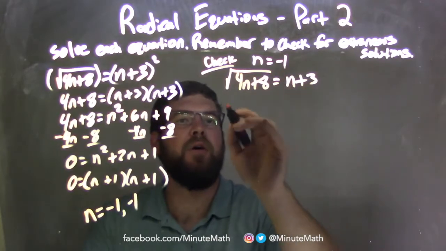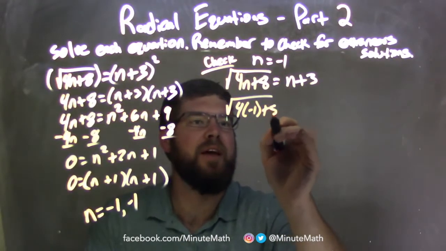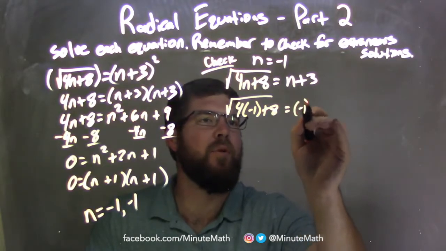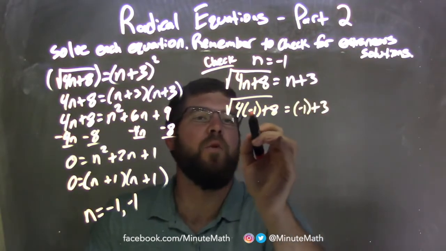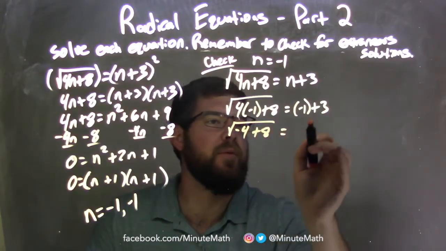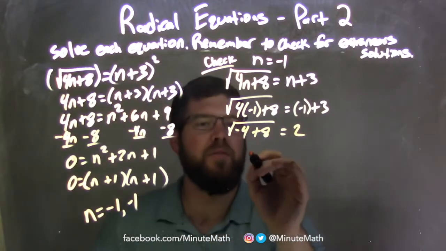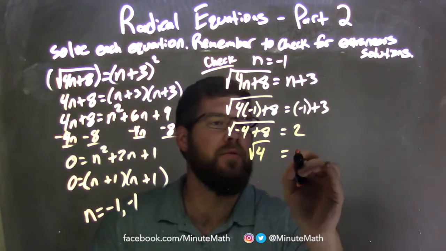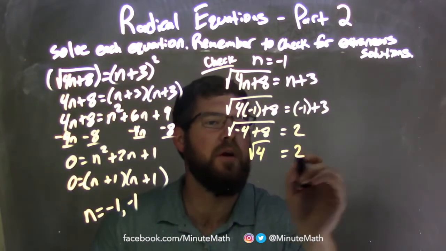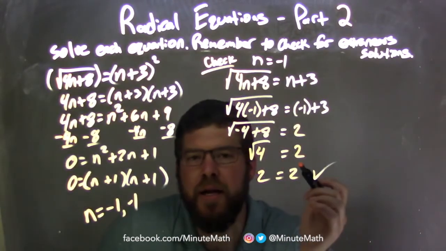Okay? Negative 1 goes in for n, so I have 4 times a negative 1 plus 8 equals negative 1 plus 3. 4 times negative 1 is a negative 4, so I have negative 4 plus 8 here equals negative 1 plus 3, which is 2. Negative 4 plus 8 is a positive 4. Square root of 4 equals 2. Square root of 4 is 2. 2 equals 2. Fantastic. Looking good.